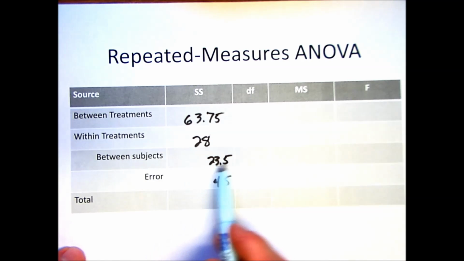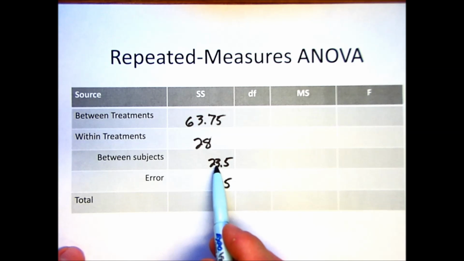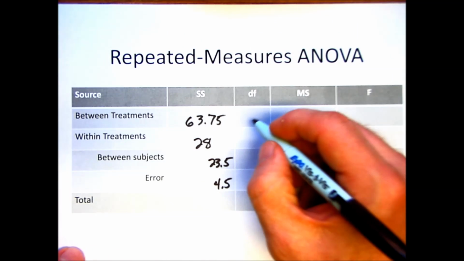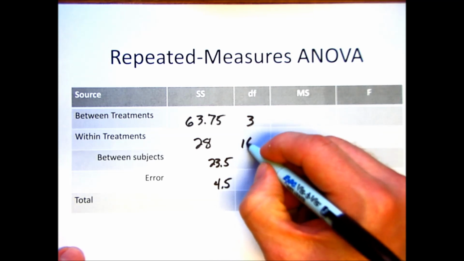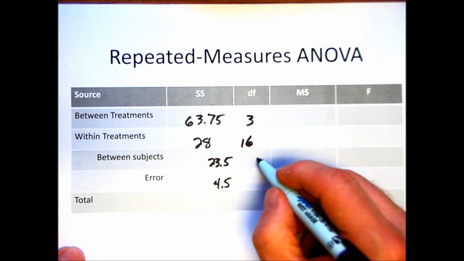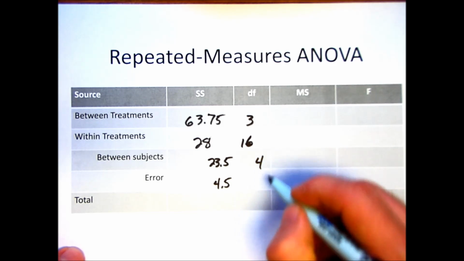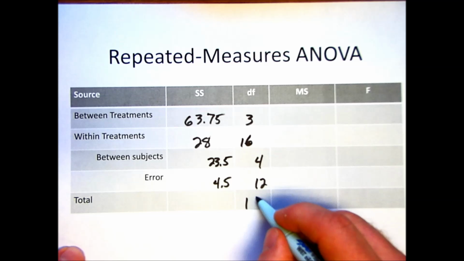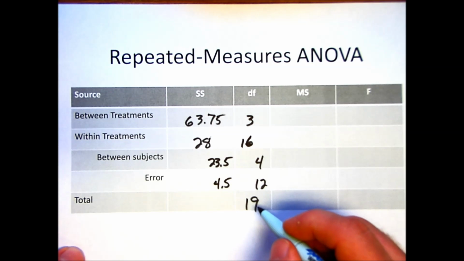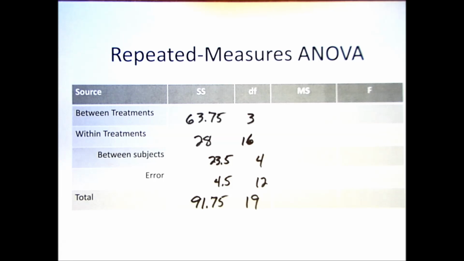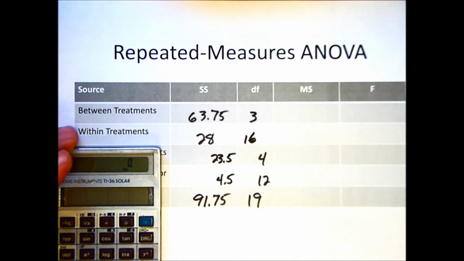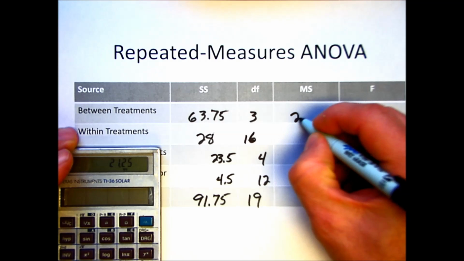So this means that out of that variability, we could attribute 23.5 of the sum of squares to the individual differences that we had. Our degrees of freedom, remember we had 4 treatments, so 4 minus 1 gives us 3. We already figured within treatments of 16, and then that was broken down by the between subjects was 4, and then our error was 12. Our total here then is 19. We had 20 scores, minus 1 gives us the 19. Then to get our mean square for each of these, 63.75 divided by 3 is 21.25.